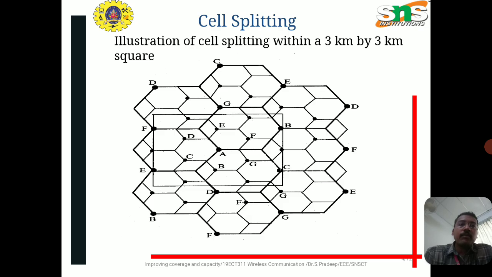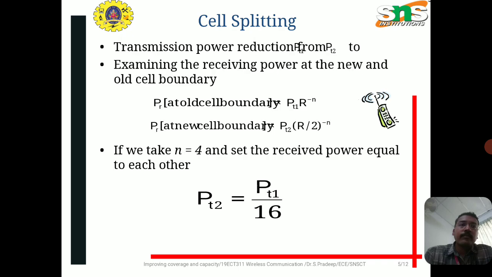This block diagram shows an illustration of cell splitting within a 3 km by 3 km square. In this, a macro cell is subdivided into microcells. Transmission power reduction, P transmission 1 to P transmission 2.